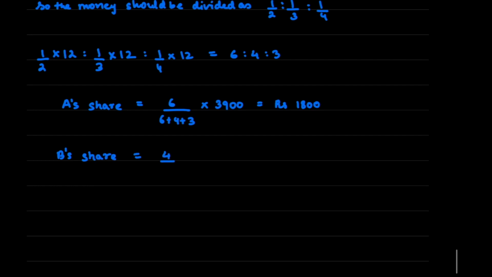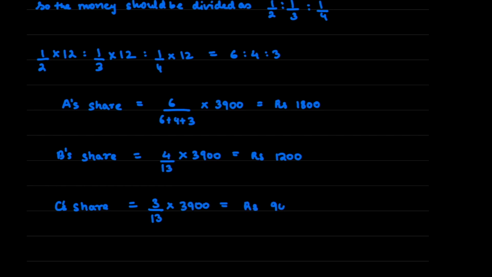That's 4 divided by 13 into 3,900, and this comes out to be rupees 1,200. And C's share should be 3 divided by 13 into 3,900, which comes out to be rupees 900. So that's how we share the whole earning of 3,900 rupees into A's, B's, and C's share. Let's move on to another question.